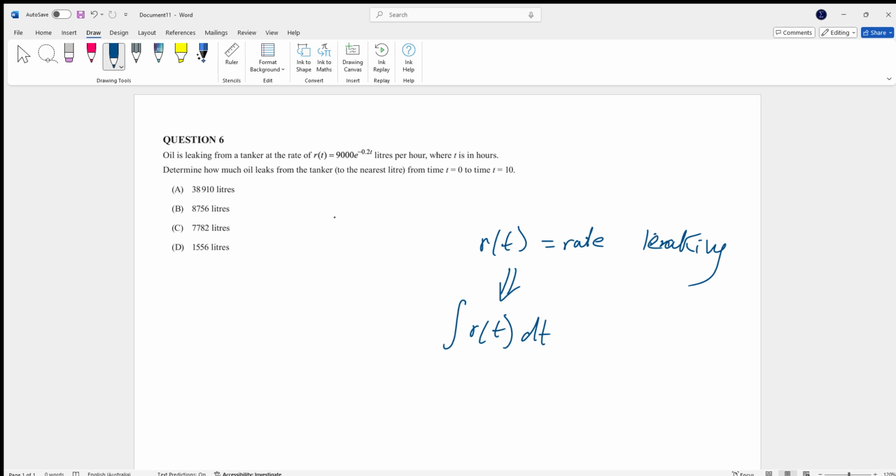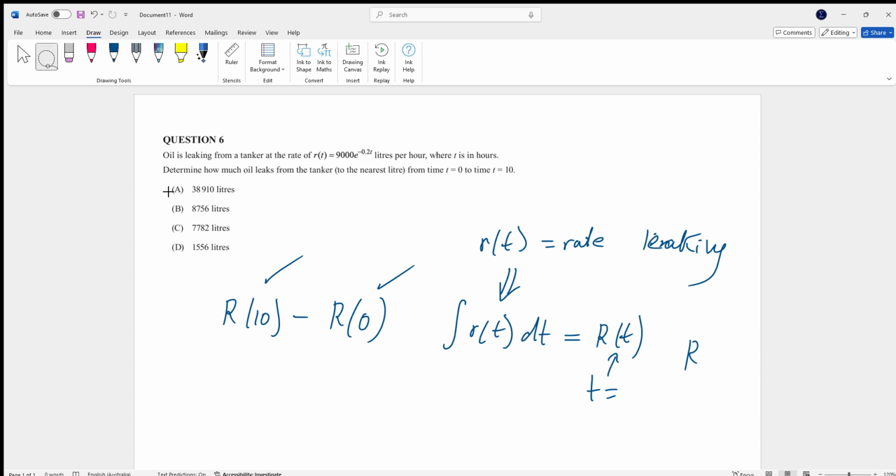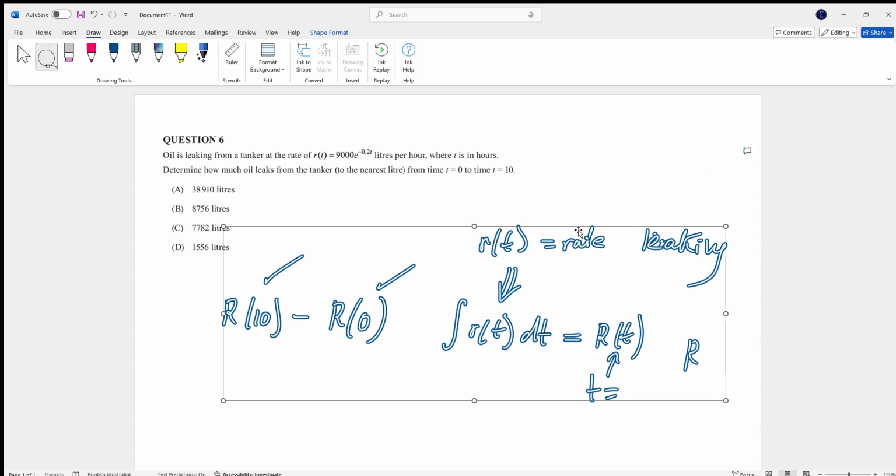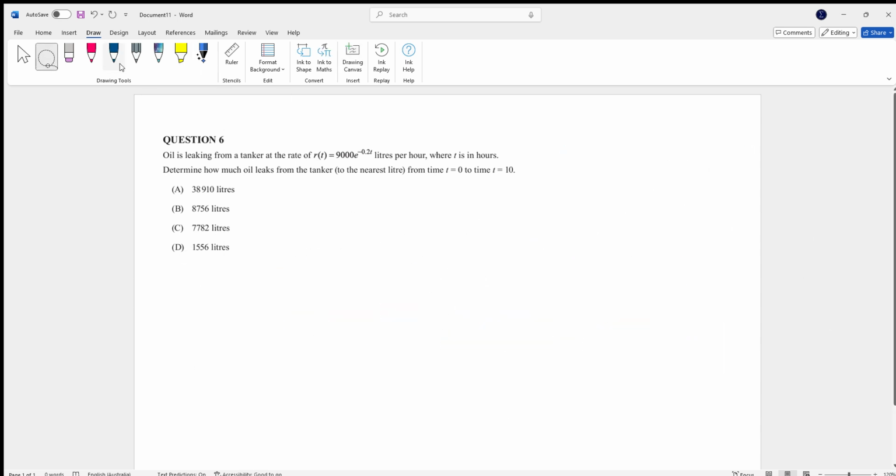Now here, if I want to work out how much oil has leaked out, let's say this gives us R of t, or if I chuck in a t into here, it gives me how much was pretty much out. I would need to work out what is R of 10 minus R of 0, so the difference between t equals 10 and t equals 0. Now there's a really easy way to do this with this question. You just set it up in one big integral.